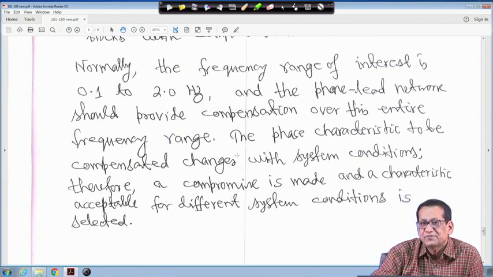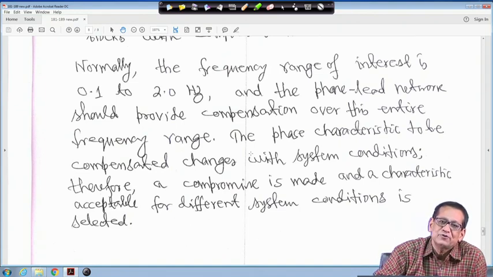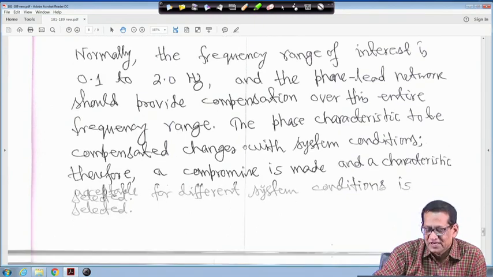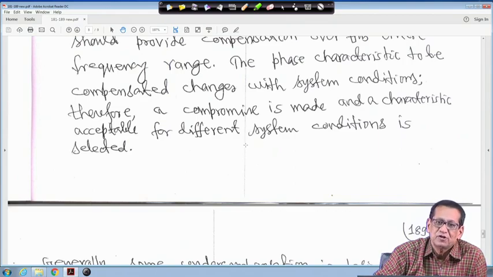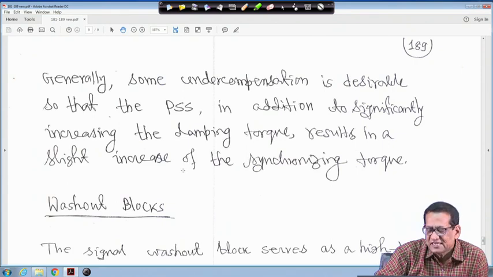The phase details cannot be done in the classroom. For that we have to do the simulation work. And T1, T2, T3, T4, those lead-lag compensator parameters, you also have to optimize, and that is a little bit of a complicated task. Some optimization technique you have to follow. Generally some undercompensation is desirable so that the PSS, in addition to significantly increasing the damping torque, results in a slight increase of the synchronizing torque.